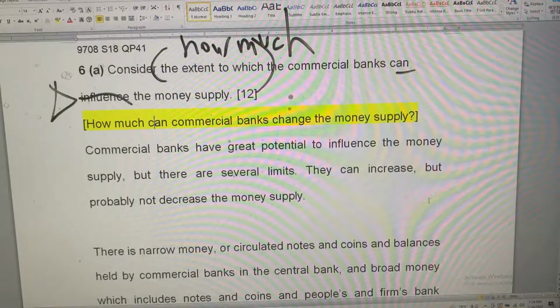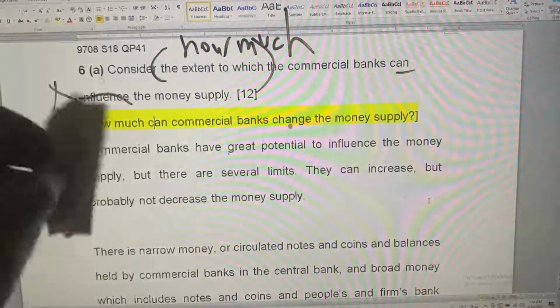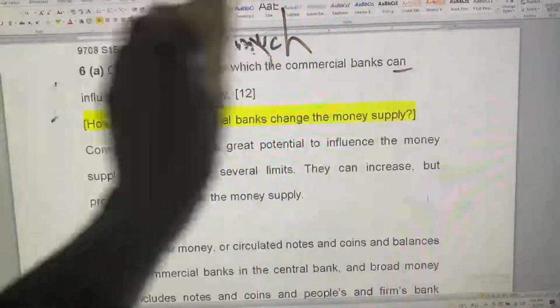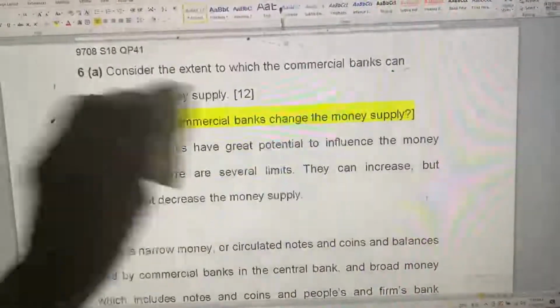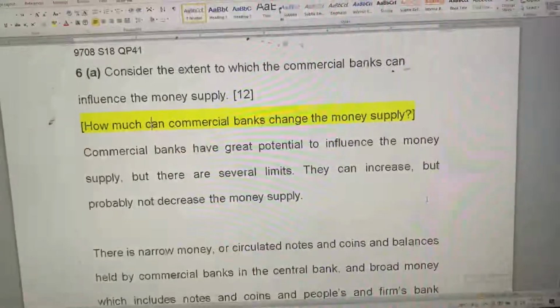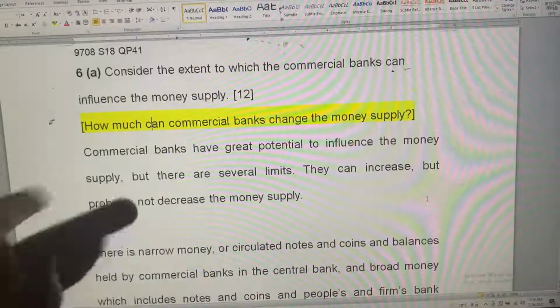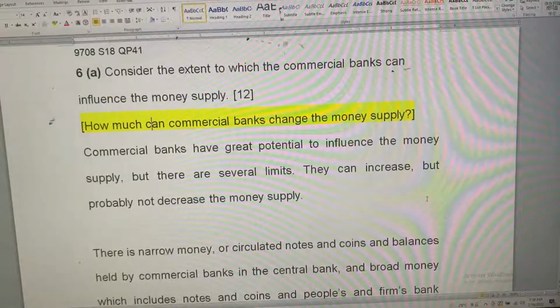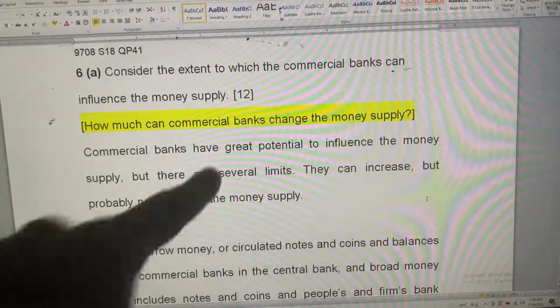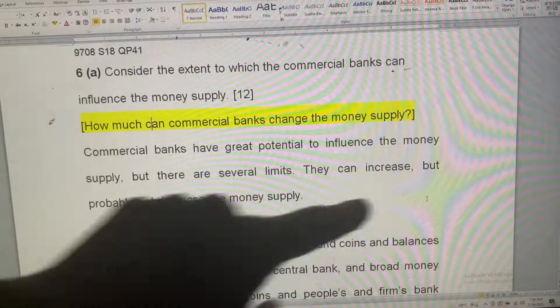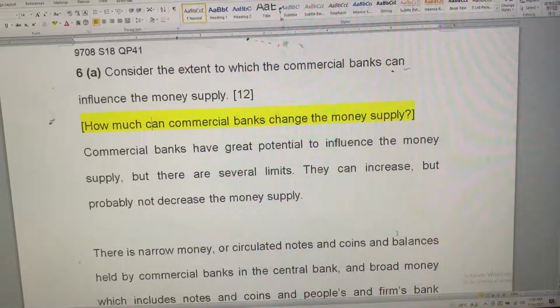So, you know the deal. What should we define here? We can define commercial banks. And as you know, I usually start with a summary. Here's my conclusion and the summary. Because sometimes you can think of the answer to these questions in 1 second. You can answer it, but you must write it. So my answer: commercial banks have great potential to influence the money supply, but there are several limits. They can increase, but probably not decrease the money supply. I think that's true.